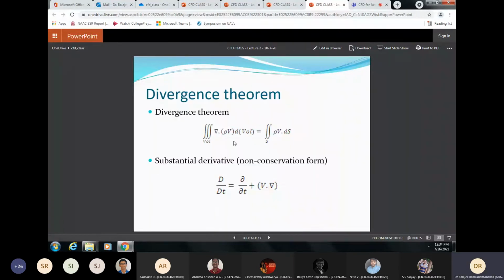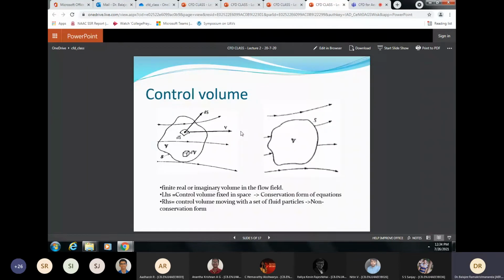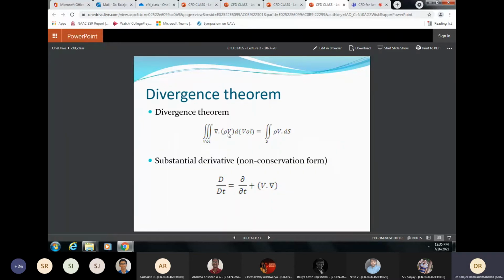So, it says that the triple integral of del dot rho v dV. Now, what does this mean? dV, they put d volume because I didn't want to confuse V with velocity here. I put d volume. For every small volume in that space, at that volume you have density and velocity inside that volume. So that is rho v here. Rho is density, v is velocity inside that volume.